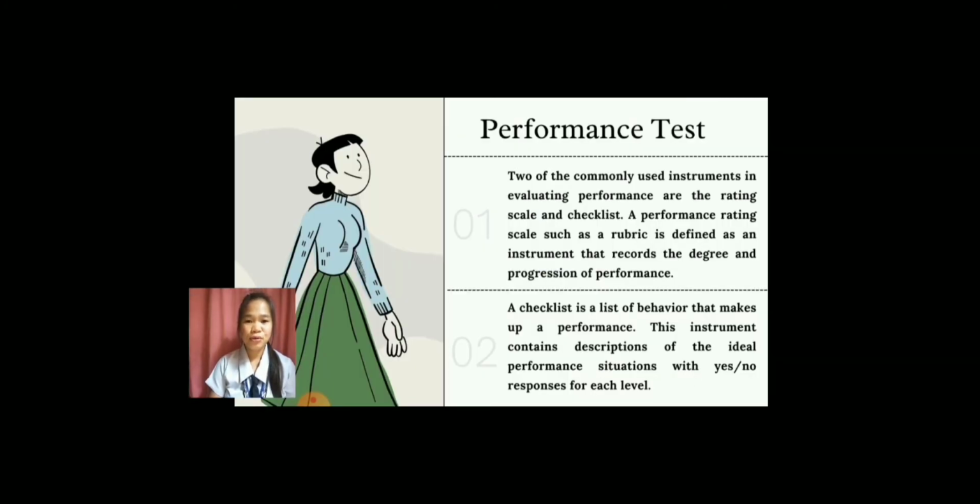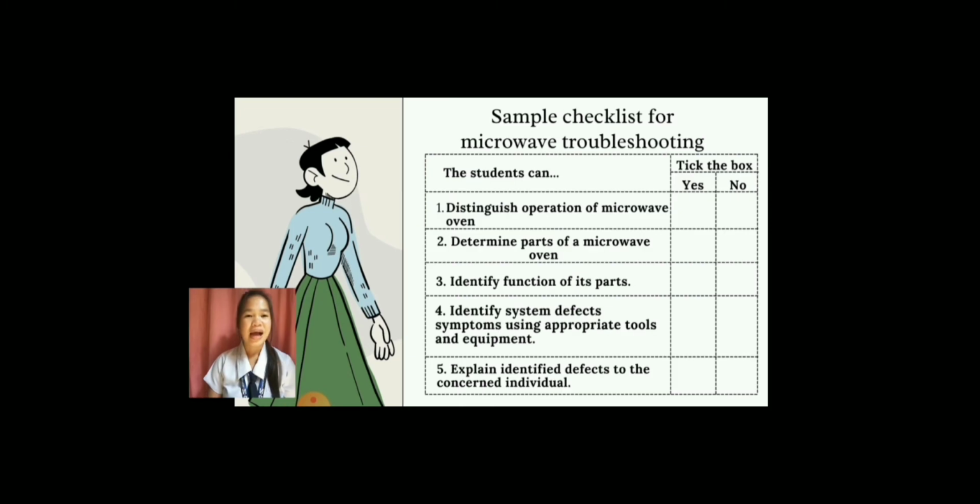The second most commonly used instrument in evaluating performance is the checklist. A checklist is a list of behavior that makes up a performance. This instrument contains descriptions of the ideal performance situations with yes or no responses for each level. And this is an example of a checklist.